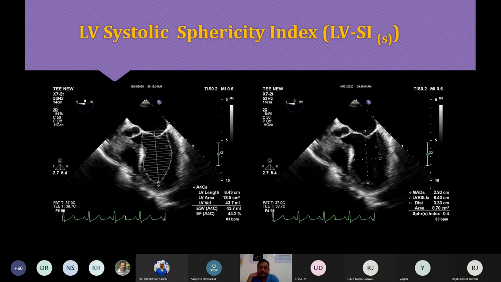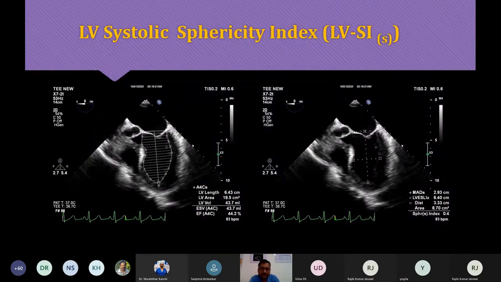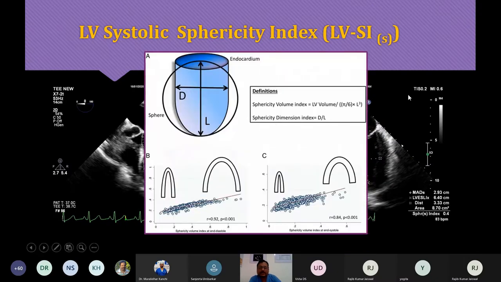Second is the sphericity index. I have kept this slide because in the last lecture there was a debate regarding how to measure this sphericity index. There are two ways of measuring the sphericity indices. One is called the sphericity dimension index, which is normally measured by the width and the breadth of the LV. The volumetric index is measured by calculating the LV volume in systole divided by the volume of an imaginary sphere having the same length as that of the LV. So if you calculate the volume of that sphere and the volume of our LV, and divide these two, it becomes the sphericity index.